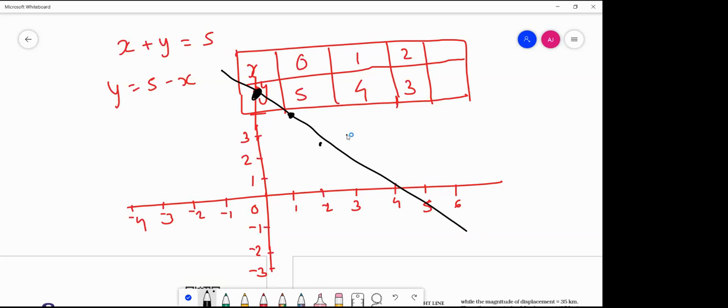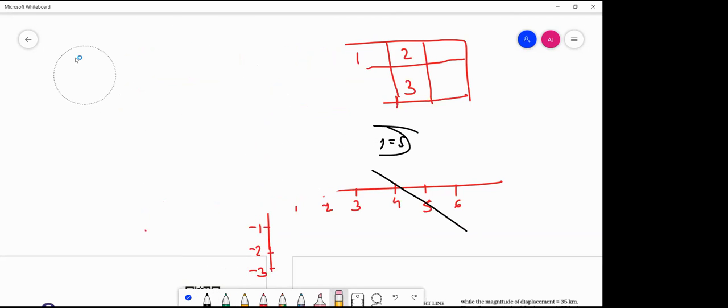And then on the line, you can write x plus y equal to 5. That is the name of the equation. You can write it on the line. In this way, we form a graph. Okay, so everything is the same. Just plot a graph. That will be the answer.